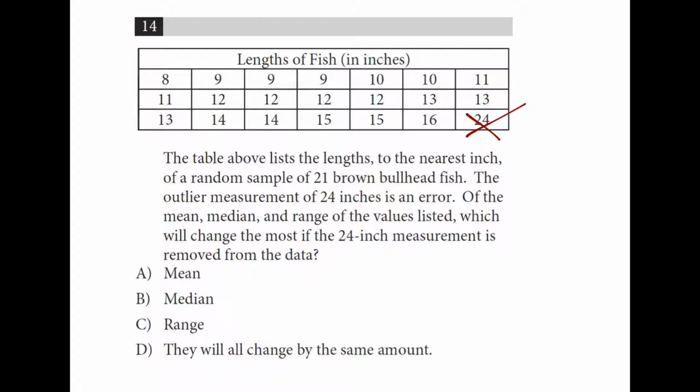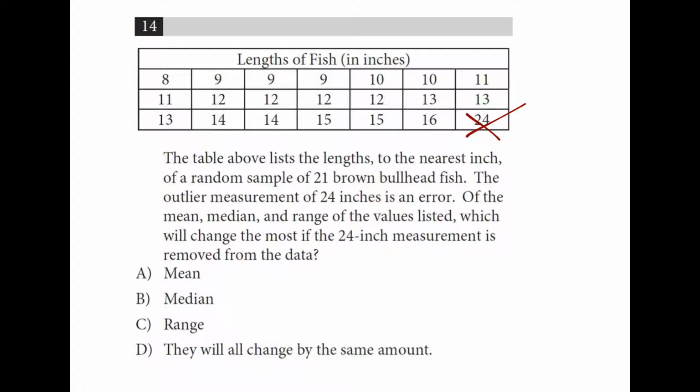So let's consider these one at a time. To find the mean, I would add up all of these numbers and divide by 21. Without the 24 included in the data set, I'm going to add up all of these numbers except for 24 and divide by 20. This will lower the mean slightly, but not very much.